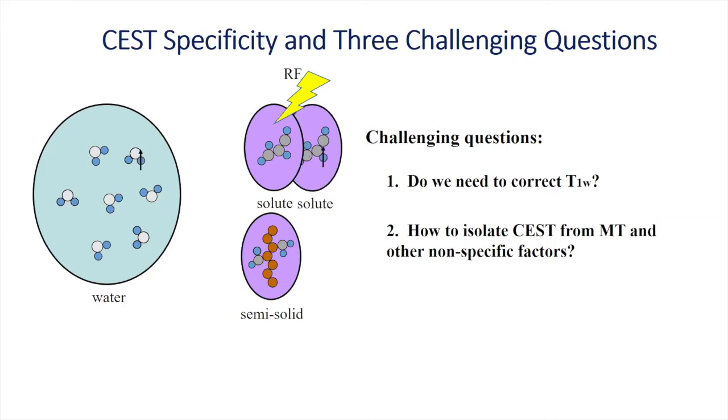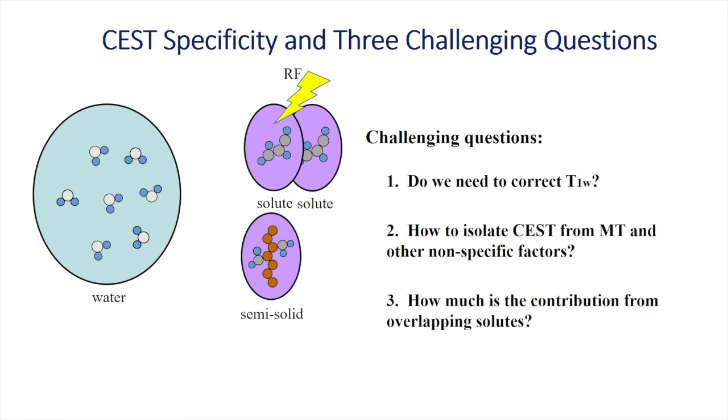There are also overlapping solutes. For example, creatine has an amine at 2 ppm, but protein also has arginine amine at 2 ppm. Their exchange rates are close, and thus it's difficult to separate them. So this raises the third question: how much is the contribution from overlapping solutes? This issue had not been noticed until our publication a few years back. Following, I'll introduce how I analyze the contribution from overlapping solutes.